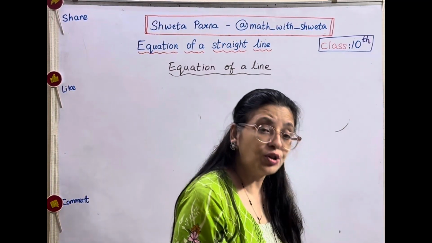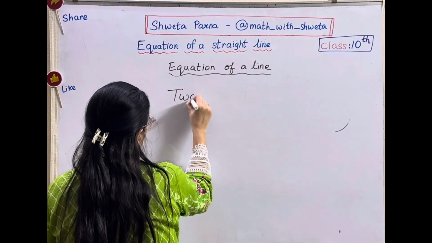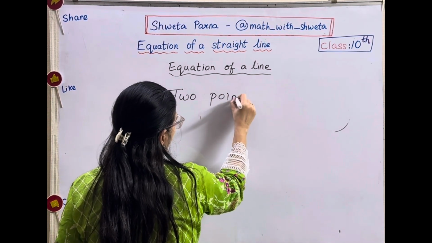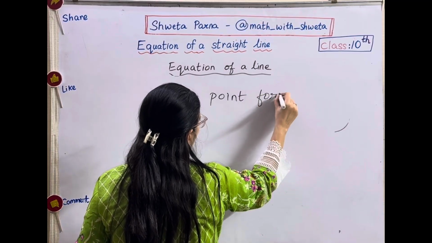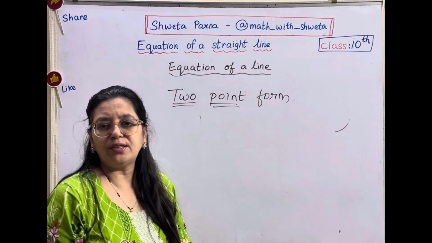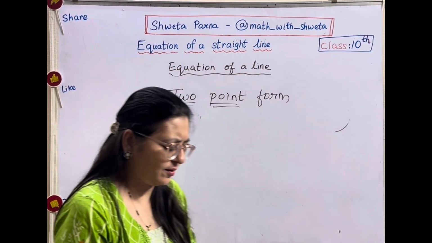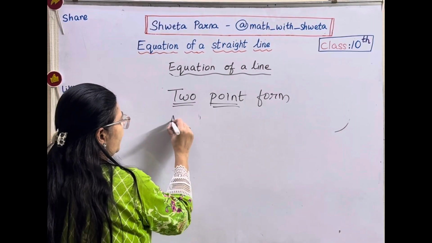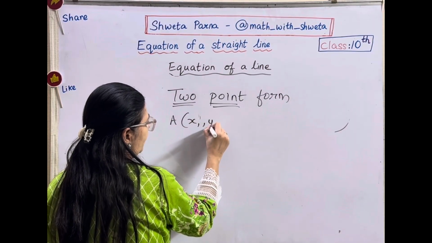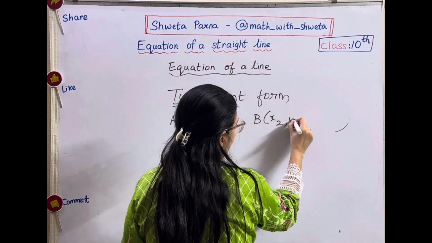The third one is two-point form. As the name suggests, two points. That means two coordinates will be given to you and you have to find the equation. Say for example, point A is given to you, which is x1 and y1. Point B is given to you, which is x2 and y2.